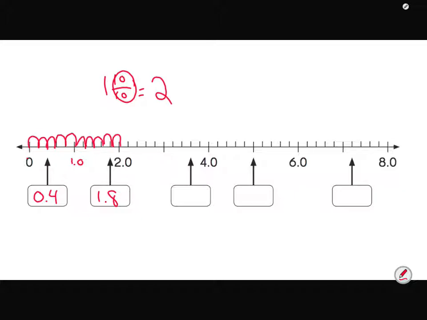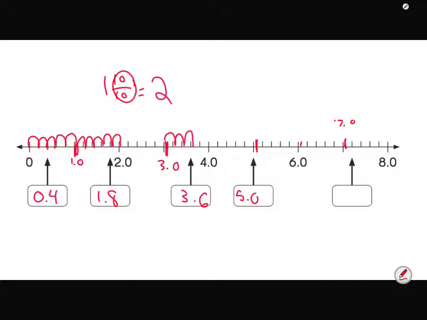Okay, so now I figured out that each of these tick marks must be a whole. So that's 0, 1, 2. I can assume that this one is 3, then I have 4. This one has to be 5, 6, and then this one would be 7. So now I can finish. If this is 3, this would be 3 and 2/10, 3 and 4/10, 3 and 6/10, 3 and 8/10.